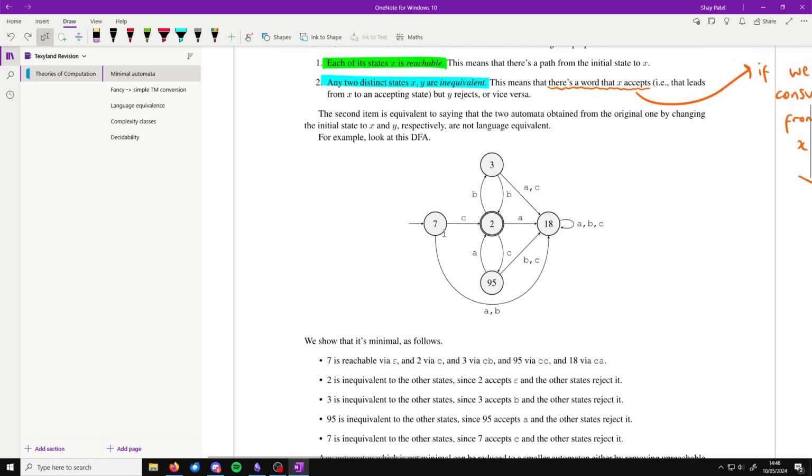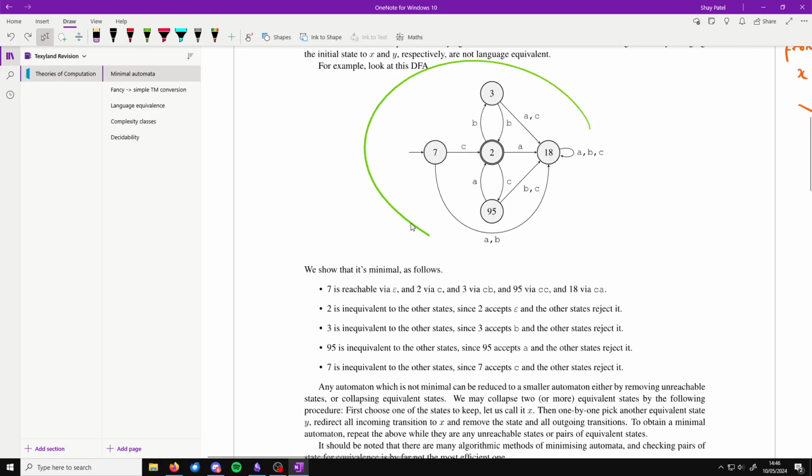Okay, so for example, this DFA is minimal because no two states are equivalent. To go about proving this, you want to look at every possible combination of states. We know 2 isn't equivalent to any of the states because this is the only one that accepts the empty string. This is an accept state. We know that 7 and 95 are not equivalent because 7 accepts C, whereas 95 does not. 3 does not accept C, and 18 does not accept C. So 7's the only one that accepts C. So this is unique. And then this one accepts B, this one doesn't, and this one doesn't. So this is unique.